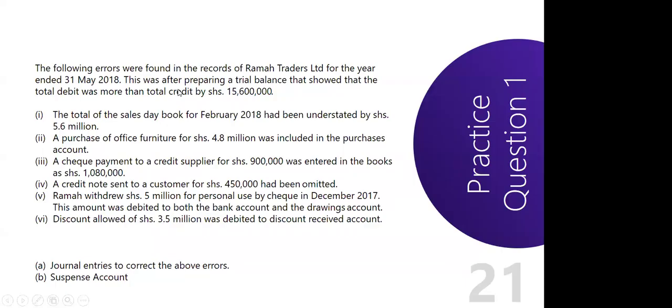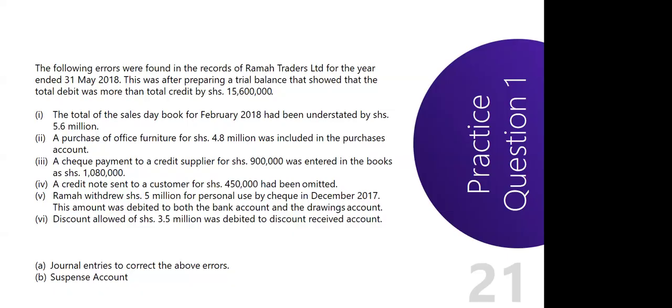that this was after preparing a trial balance that showed that the debit total was more than the credit total by 15.6. So we agreed the debit side was bigger than the credit side by that 15.6. So our balance brought forward on the suspense account is lying on the credit side. Because when we prepare the trial balance, the 15.6 under suspense account makes that trial balance balance.